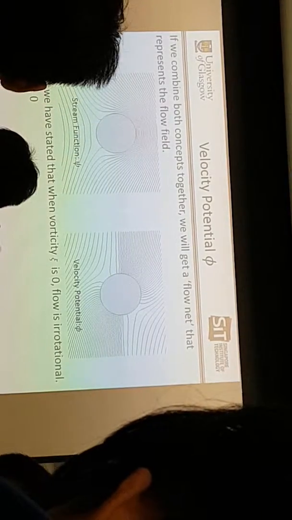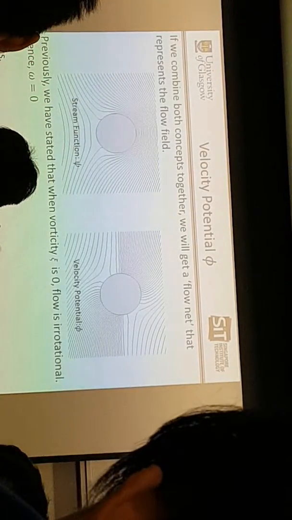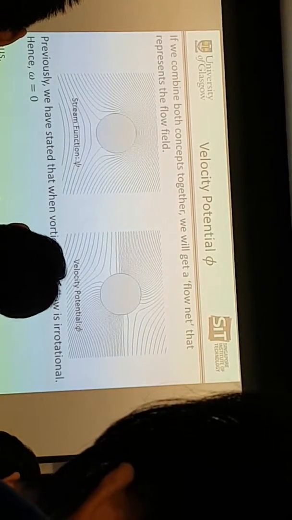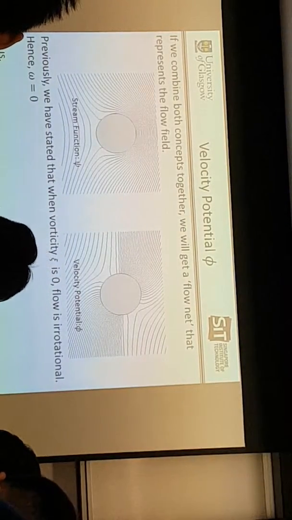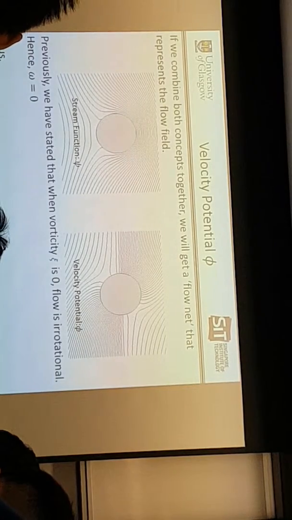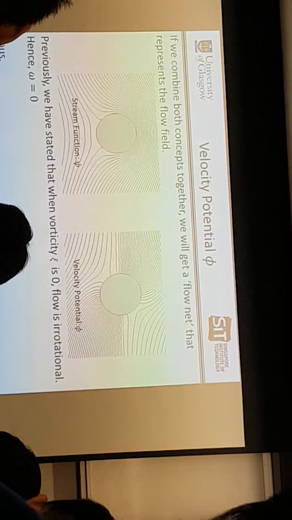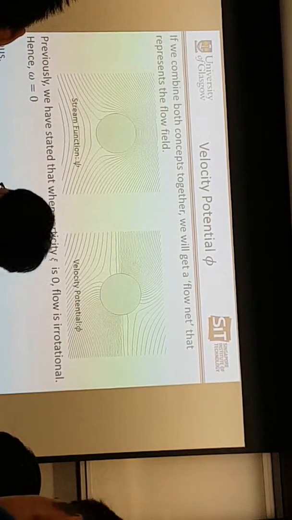Now, how do we relate? Just now we related u and v to your psi, your stream function. So for this case, we also must relate our u and v to our phi, our velocity potential. So how do we do that? Can I move on? No. You can copy this.